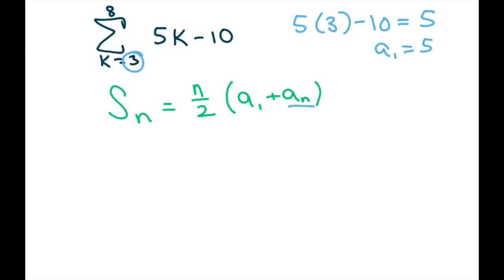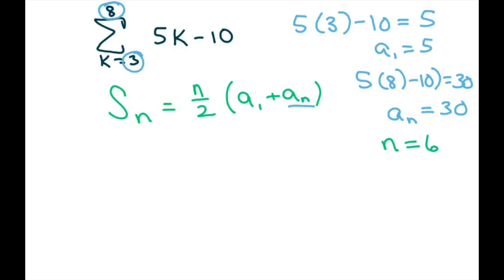Your last term is when you're going to plug in the 8. So 5 times 8 minus 10, that equals 30. So your last term is going to be, let's put a sub n is 30. The number of terms, like I talked about before, a lot of students are going to put 5, but it's actually 6. You can actually count on your fingers and figure that out, but it's just going to be 8 minus 3, and then you add 1. So that's going to give you the 6.